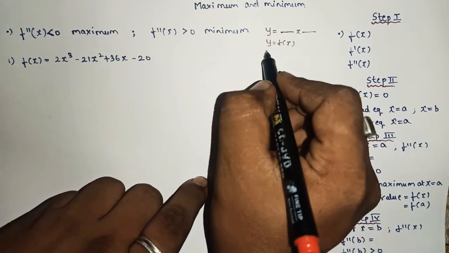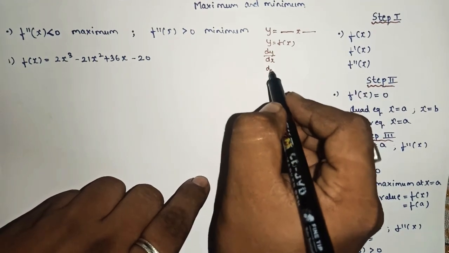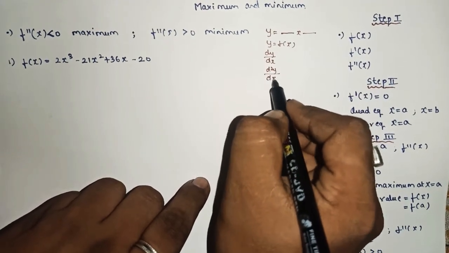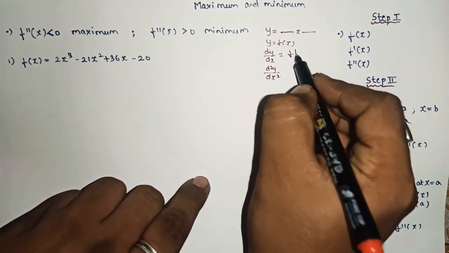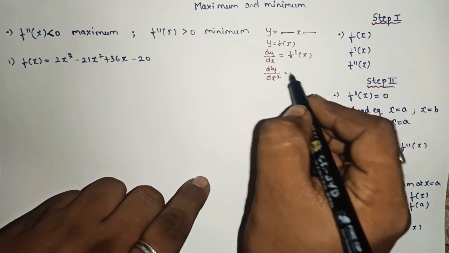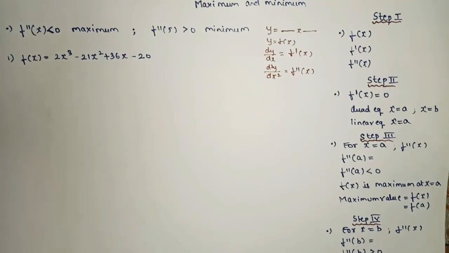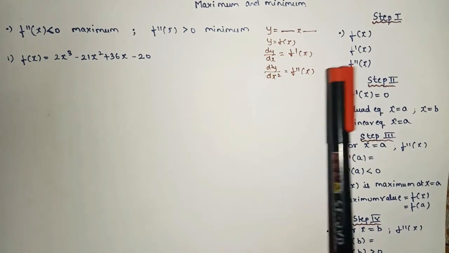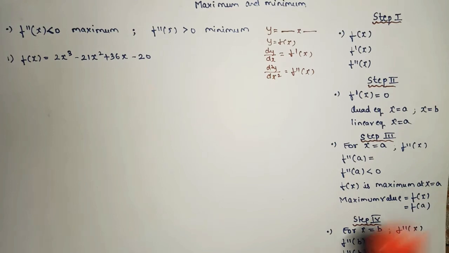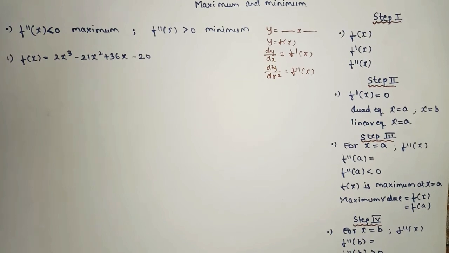And the derivatives: we used to write the first derivative as dy by dx, and the second derivative as d square y upon dx square. Here the first derivative is replaced by f dash x, and the second derivative is replaced by f double dash x, that's it. F of x is your y, f dash x is your first derivative, and f double dash x is your second derivative. Now let's see what is maxima and minima.